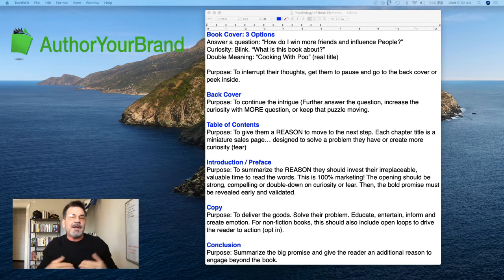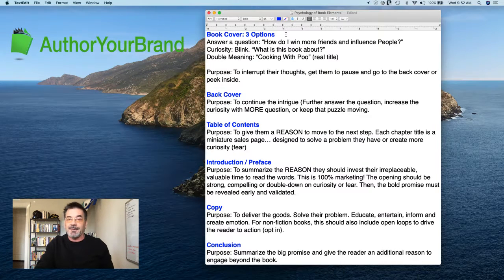There's components to a book, right? There's the cover and the inside, but each of these pieces has a very unique purpose, all right? So I'm going to cover covers first, just real briefly. When you look at a book cover and its title, there are three variables. One is it answers a question that's already in the reader's mind. You know, how do I win friends and influence people?